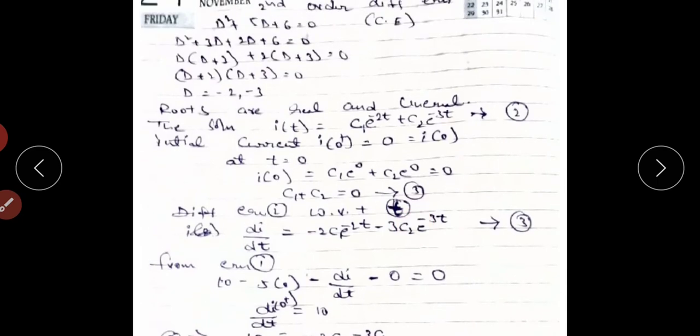Okay. So next, differentiate equation number 2 with respect to t. We get dA by dt equals minus 2 into c1 e power minus 2t minus 3 into c2 e power minus 3t. Okay, in the previous case we had only one constant.